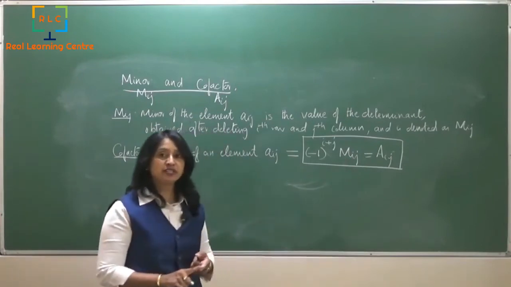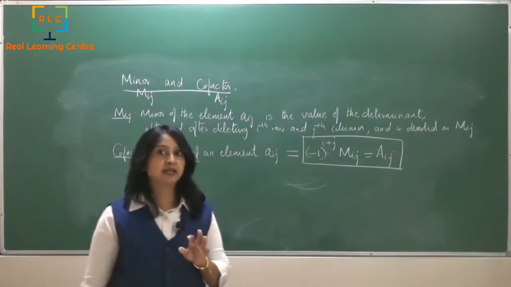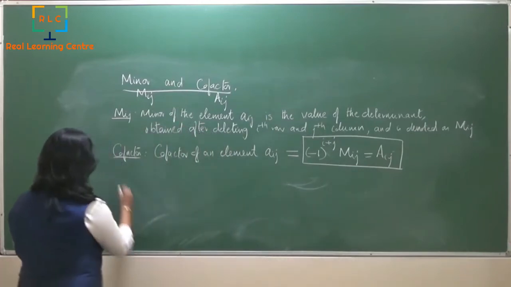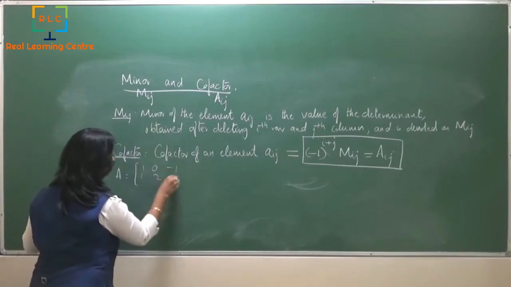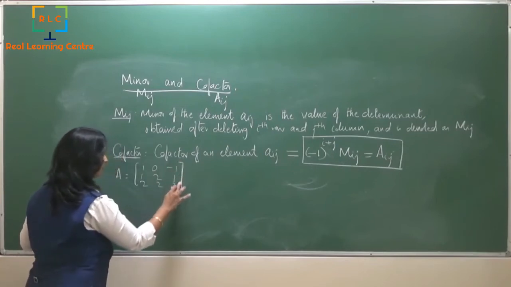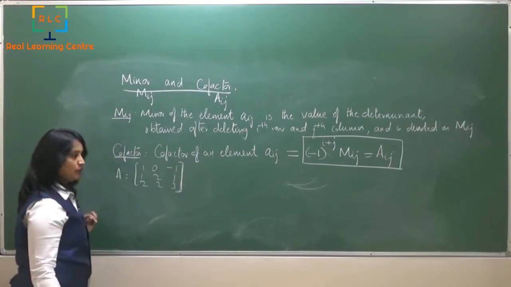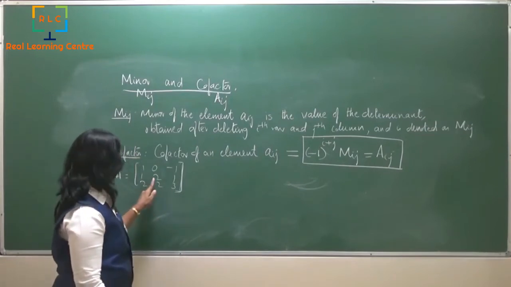So what is the difference between minor and cofactor? It only differs with the sign. Now I shall give you one example here. So I shall take A is equal to the matrix 1 0 minus 1, 1 2 1, 2 2 3, something like this. I have taken a matrix, and I want the minor of 2. I want the cofactor of this 2.